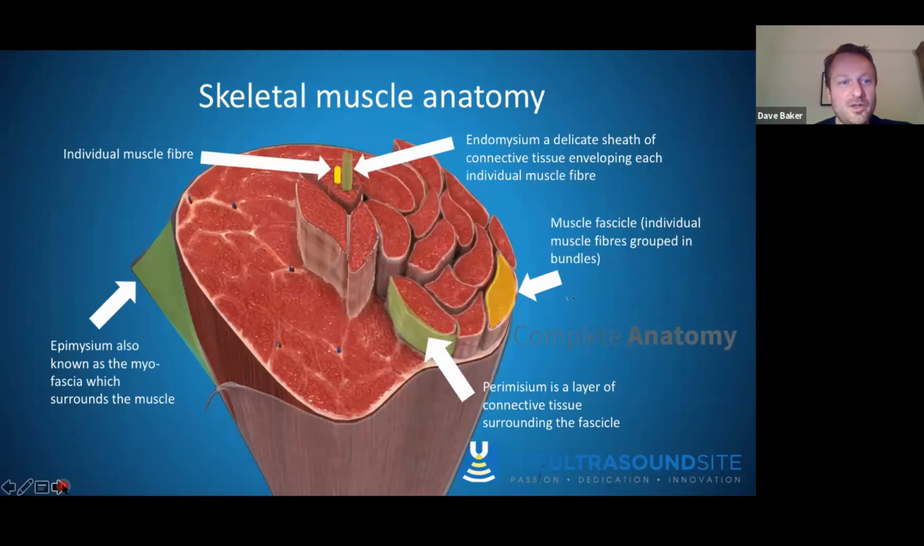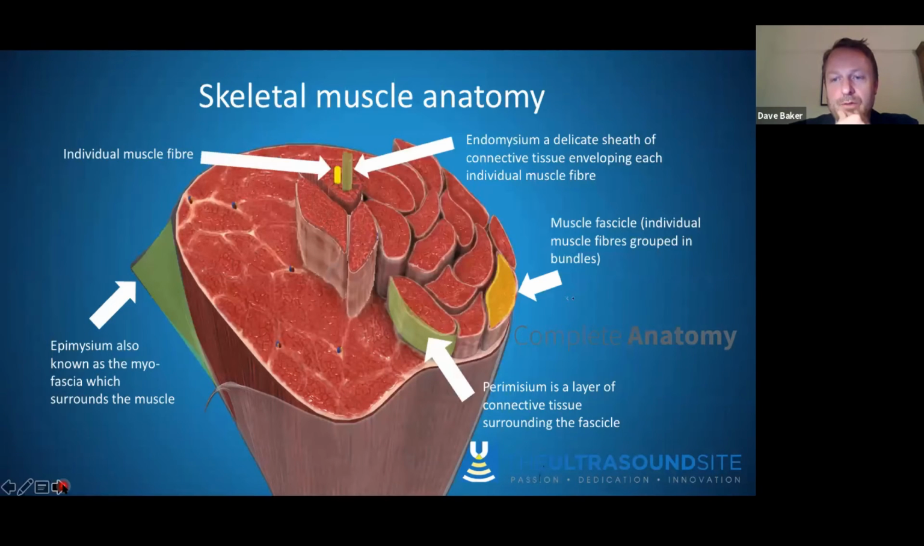So just quickly, a refresher on the anatomy of the skeletal muscle. We can think of it almost like a Russian doll setup, where you've got the fascicles that have got the endomysium surrounding them, and then they're gathered into bundles, and you've got the perimysium around the bundles, and then surrounding the whole muscle sheath is the epimysium.